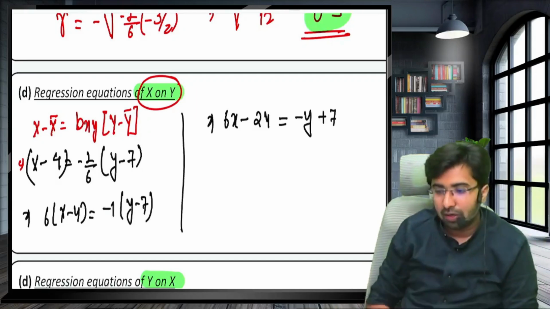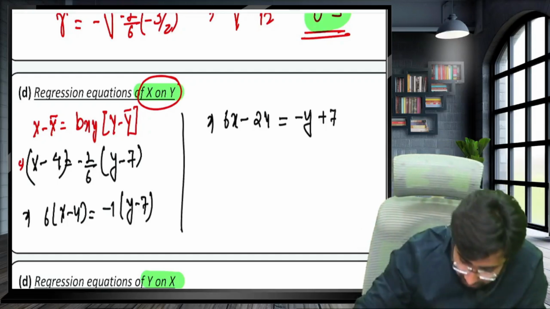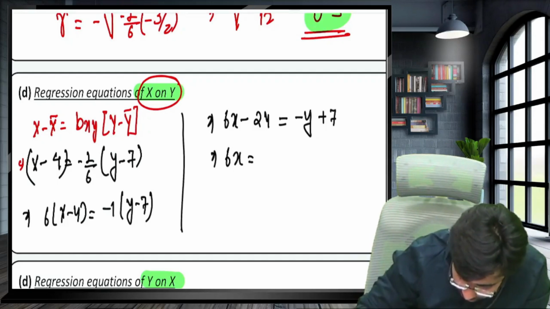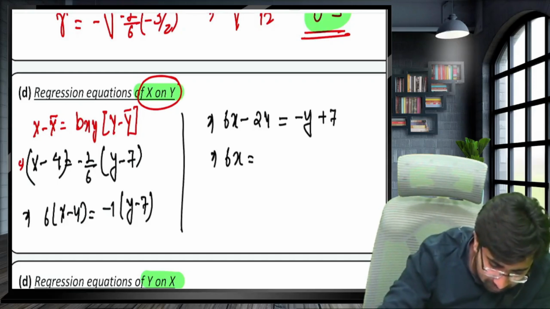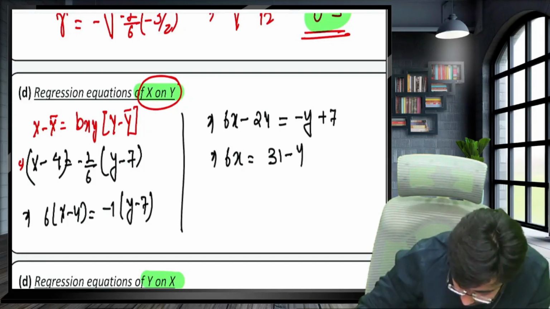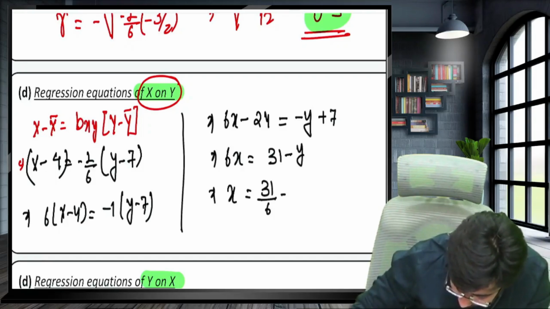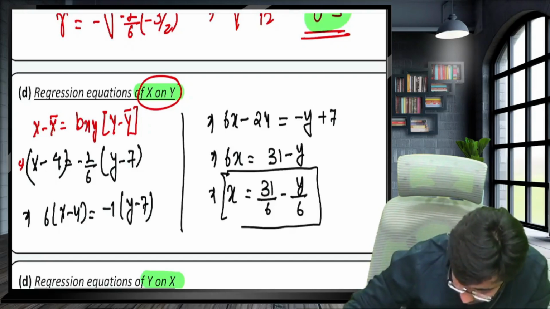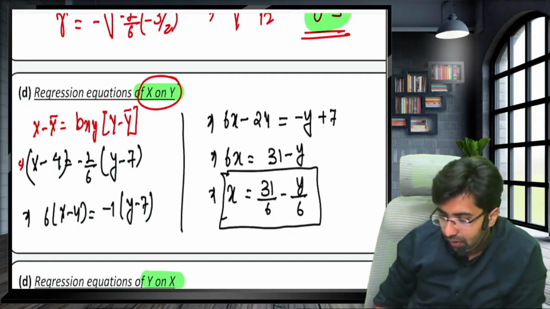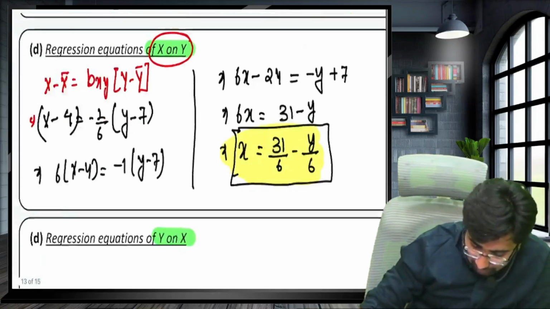Guys, since we have to construct x on y, you have to keep x on one side and send the remaining to the other side. So let's do that. 6x equals 24 will go there with positive sign. 24 plus 7, 31 minus y. So guys, x will be 31 upon 6 minus y by 6. So guys, this is your x on y. Guys, can you all construct y on x now?